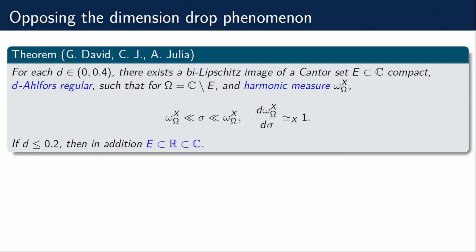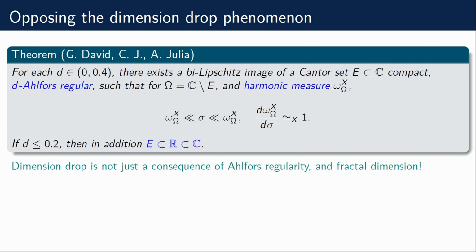So that if you look at the complement of this set and you look at the associated harmonic measure, it's mutually absolutely continuous with respect to surface measure, and the density is comparable to 1. And there's a last piece. If the dimension is smaller, say less than 0.2, we can guarantee that the set E is contained in the real line. So it's not too crazy from that perspective.